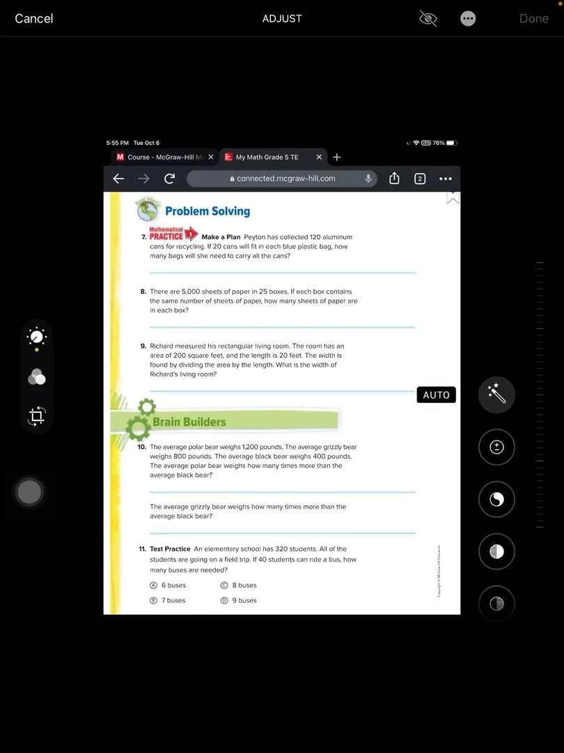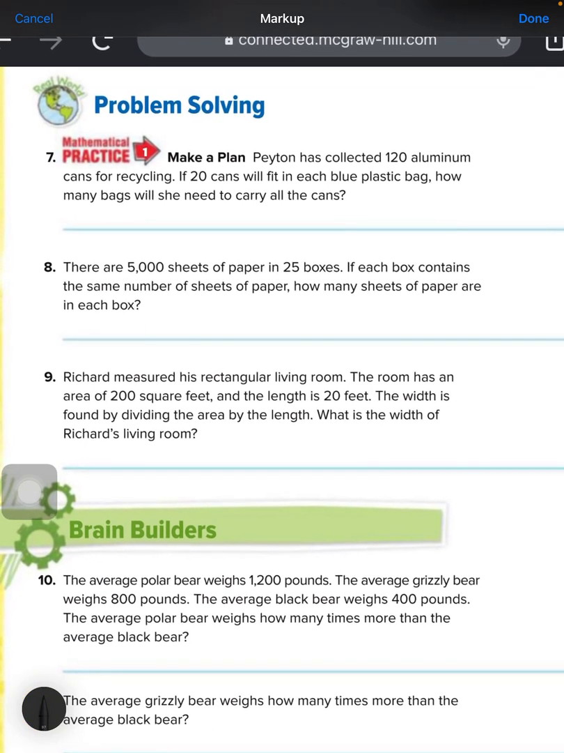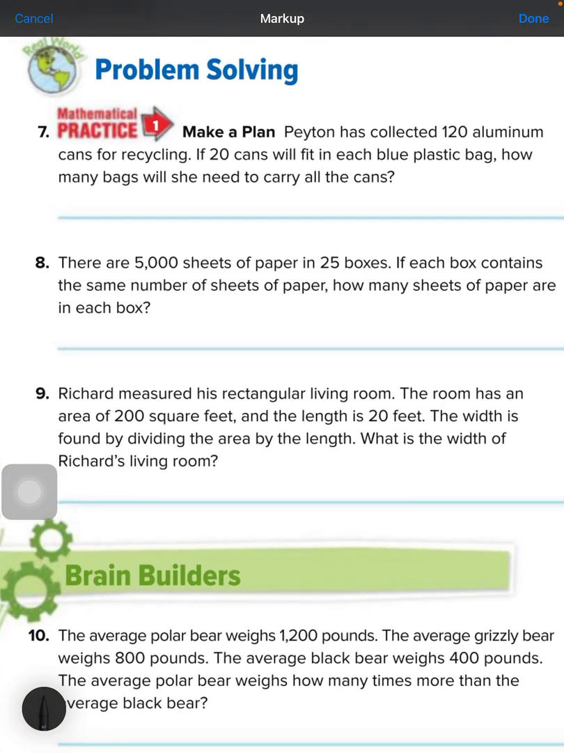Okay, let's go to the next page. Have to do the little markup. By the way, this is a good way to hand me your math problems too, if we ever have to go back to Canvas and online learning.